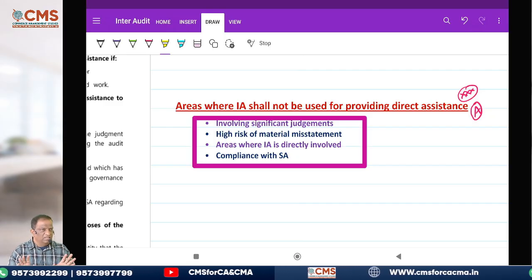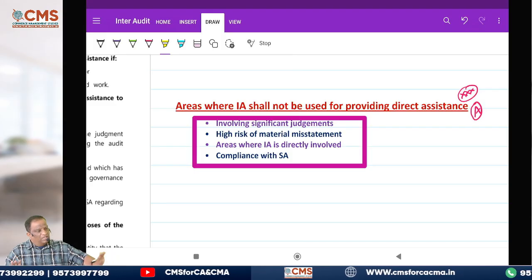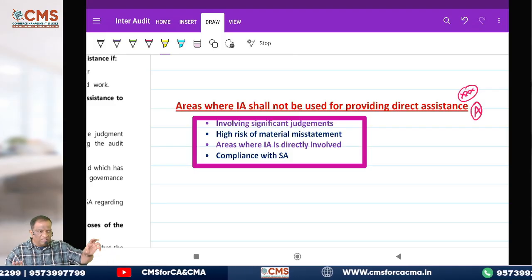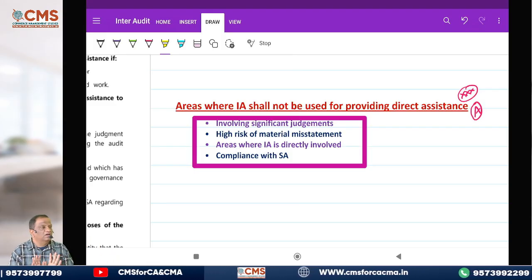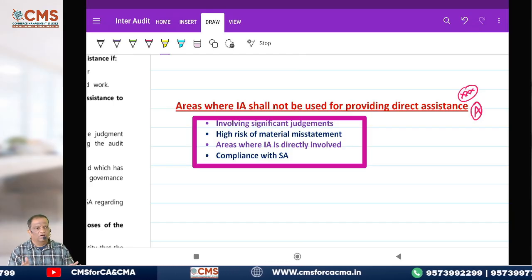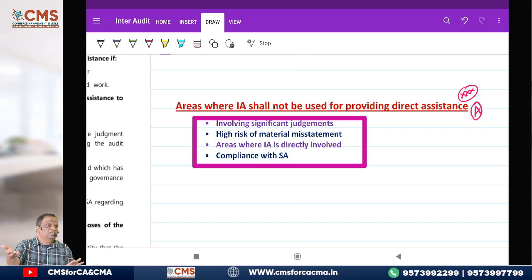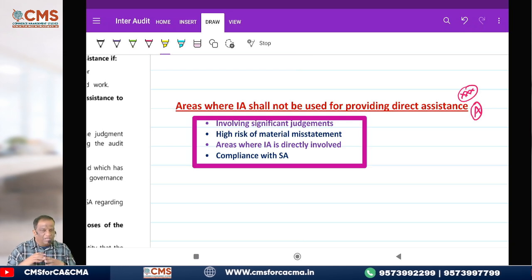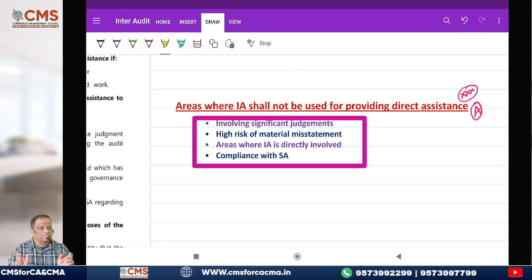Two ways. One, let him be independent, let him decide what he wants to do, and then you take his report and make use of it for your report. Or two, absorb, that is, take direct assistance from him and you start directing. So both ways are acceptable.